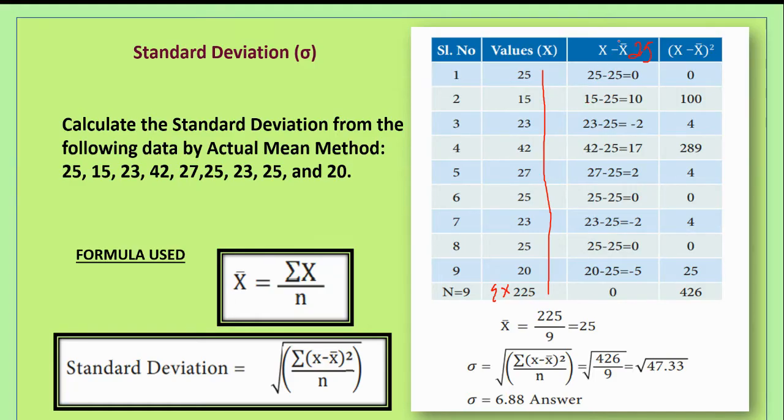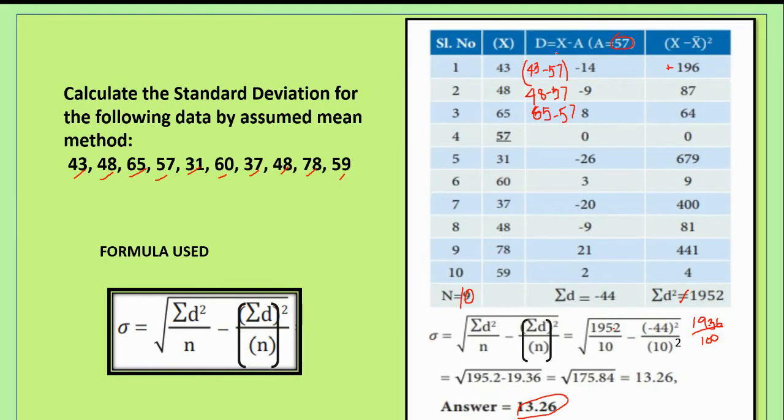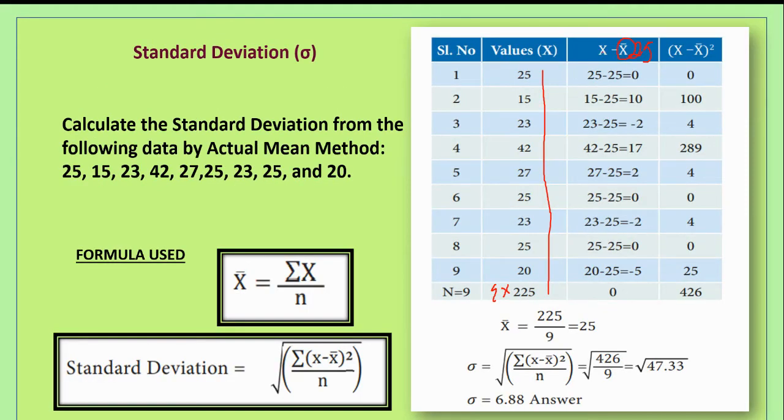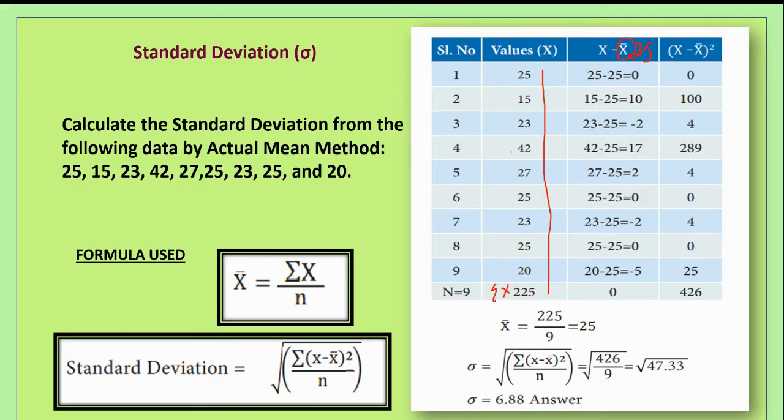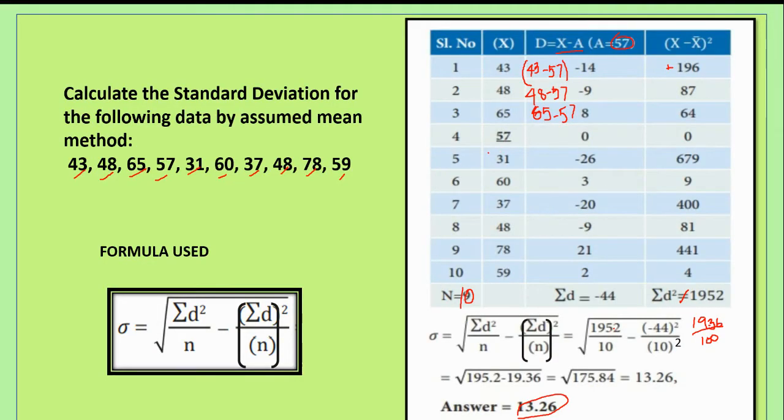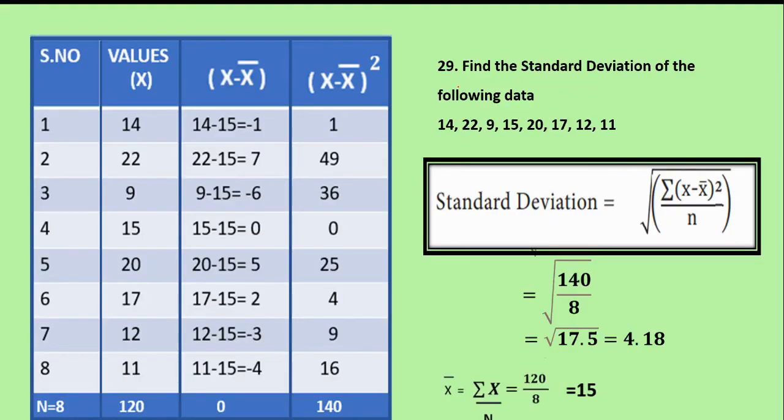So this is the actual mean. Instead of a, you used x bar here, x minus x bar. But here we use x minus a. So the formula for actual mean is x minus x bar, then we have x minus x bar the whole square. But here when you write, you have to write x minus a. A stands for assumed mean. Here we do not calculate anything, we just imagine one number to be the assumed mean. So that is the difference between the actual mean method and the assumed mean method, and the formula is also different.